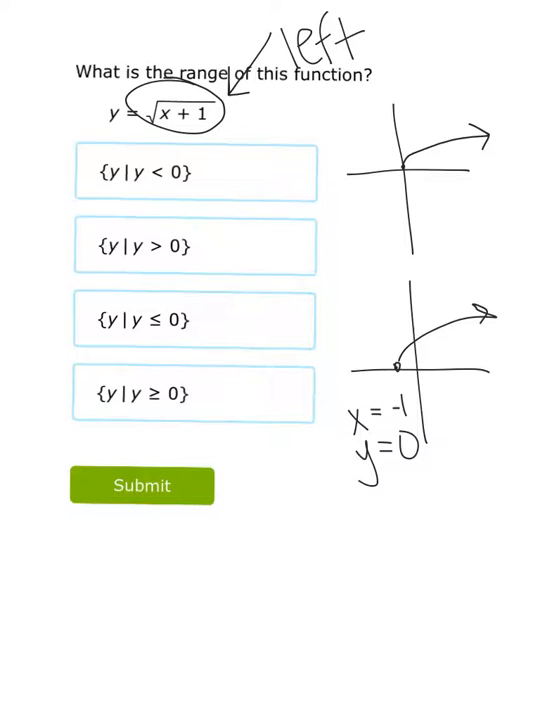So they want to know, what is the range? Remember, range is your y values. My y starts at 0, and then all of the y's would be greater than that, because on the y-axis I'm looking at positive values up here. So my y's would be getting bigger as the graph goes this way. So this would be y is greater than or equal to 0.